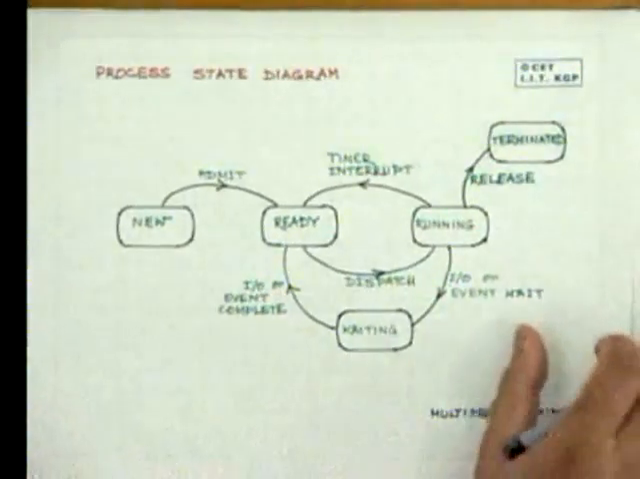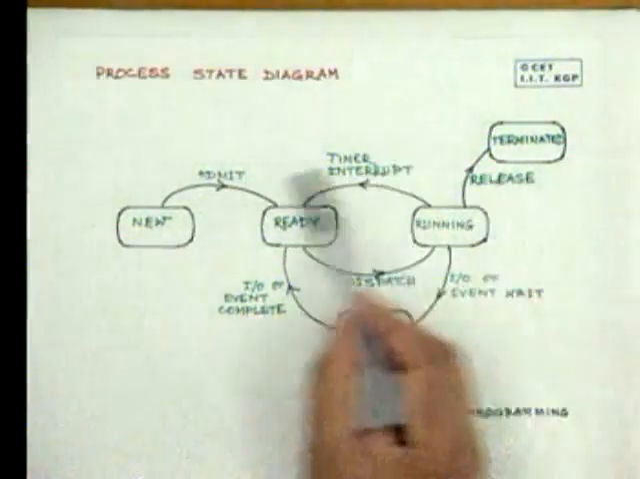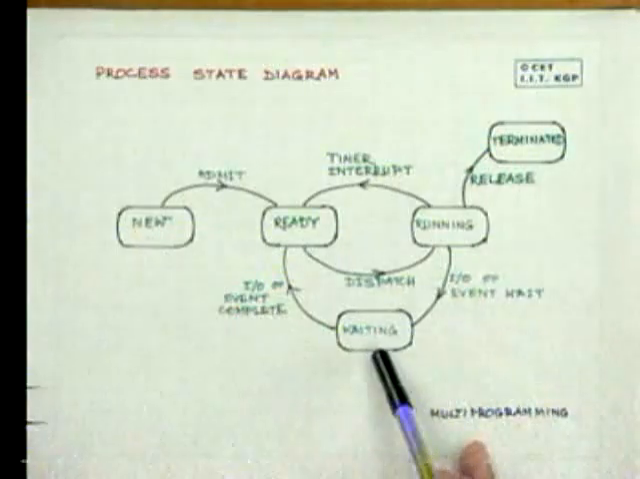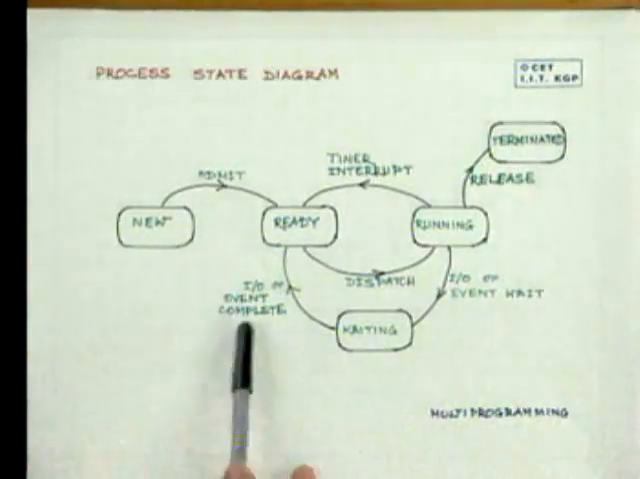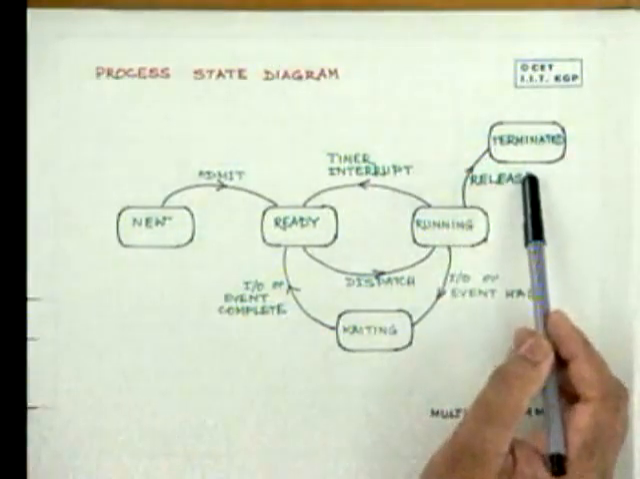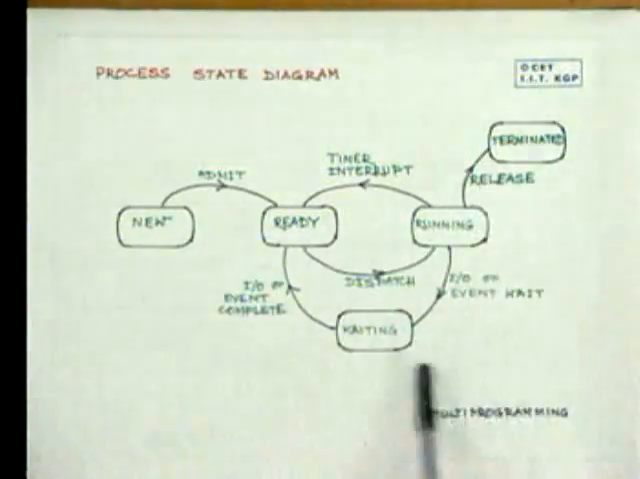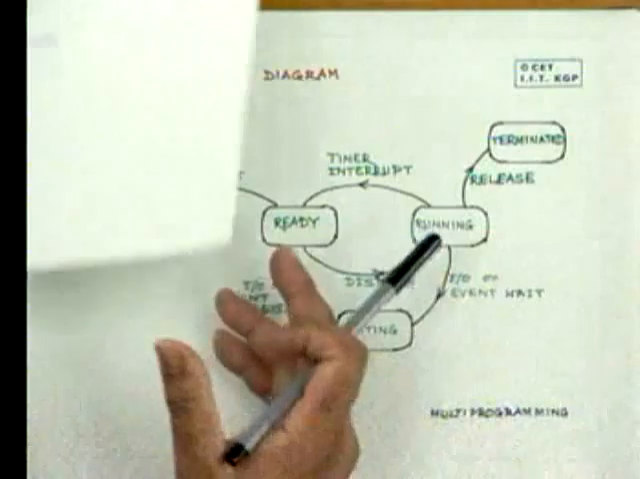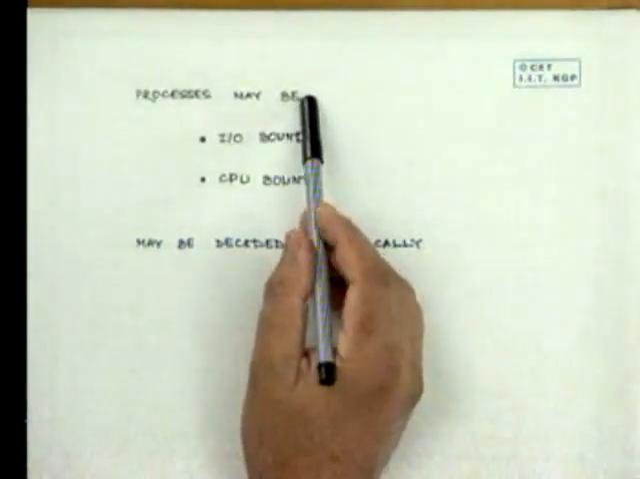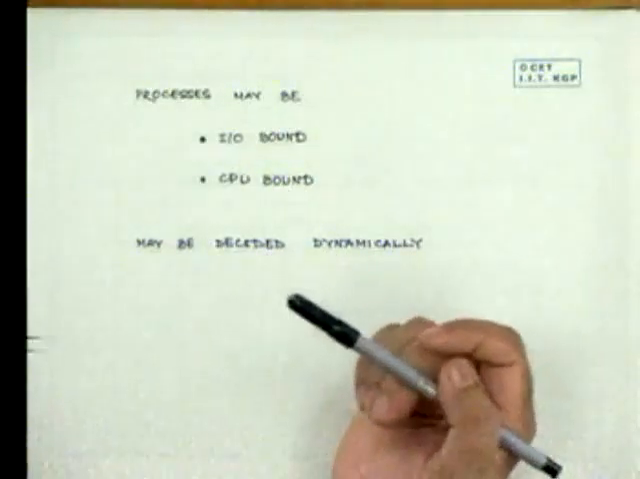Now, if we keep in mind this important diagram, the process state diagram, that processes can be in different states, then we'll have to see later on what actions are taken at the different states.